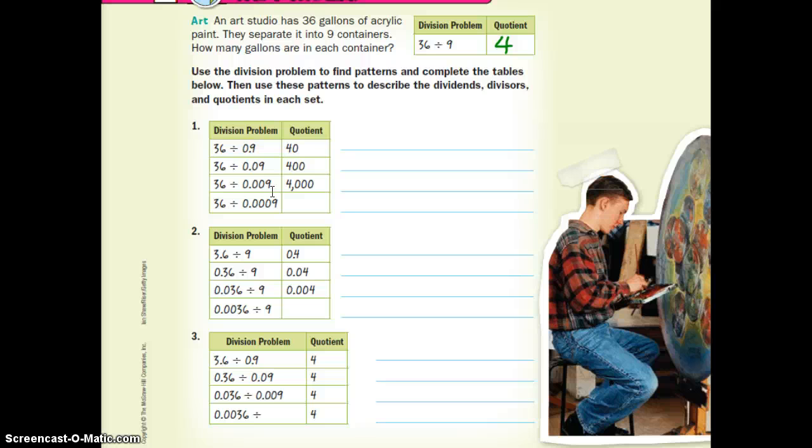In the problem set number 1, we're moving the decimals to the left, and so the quotients are getting larger because the divisor is smaller. Therefore, the quotient is larger. In this case, the next one would be 40,000.